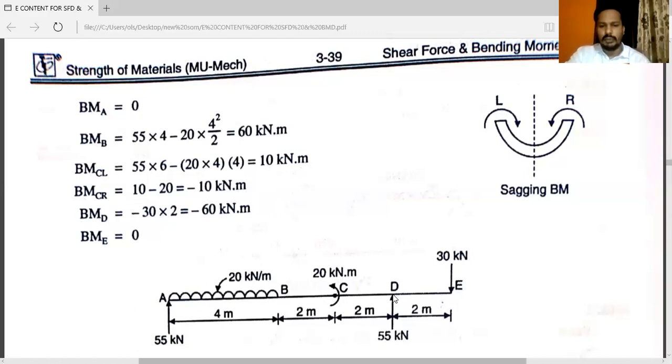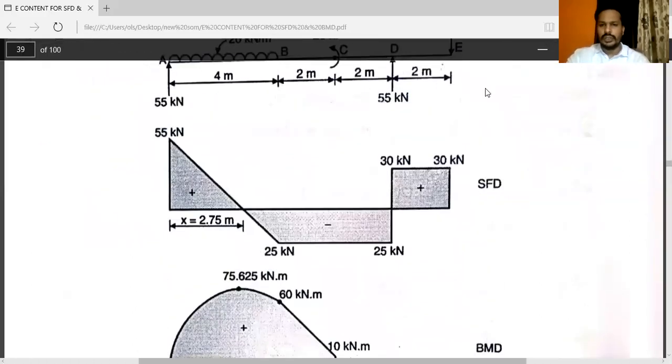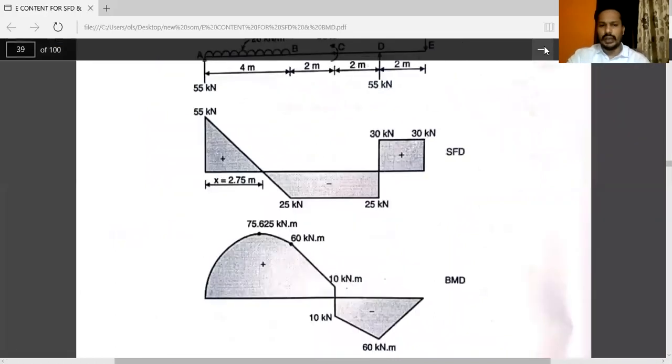You can take bending moment at point D. Here you can consider either right side or left side. You can consider right side because in the right side we have only one force. So the answer will be minus 30 into 2. Minus because the condition is hogging. So minus 60 kilonewton into meter. See, according to this, you have to calculate.